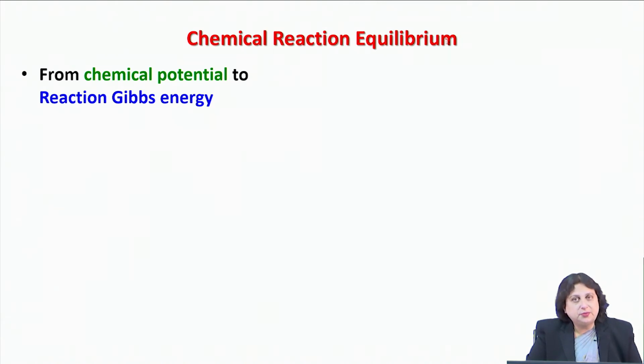But measurement of the exact value of chemical potential is not something that you would do every day in the chemistry lab. And therefore, we understood that when a reaction is proceeding in a given direction, it would be much easier to talk in terms of reaction Gibbs energy, which is defined as the slope of G with respect to the progress of the chemical reaction at a given temperature and pressure.